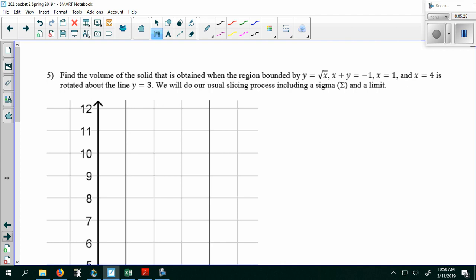All right, so I want to find the volume of the solid that is obtained when the region bounded by y equals the square root of x, x plus y equals -1, and x equals 1 and x equals 4 is rotated. So I have this region bounded by all these lines. I'm going to take that area and rotate it about the line y equals 3. And then we're going to do our usual slicing process that we learned last class.